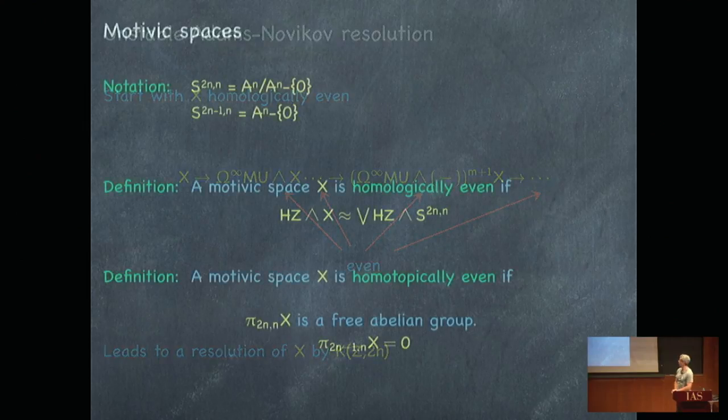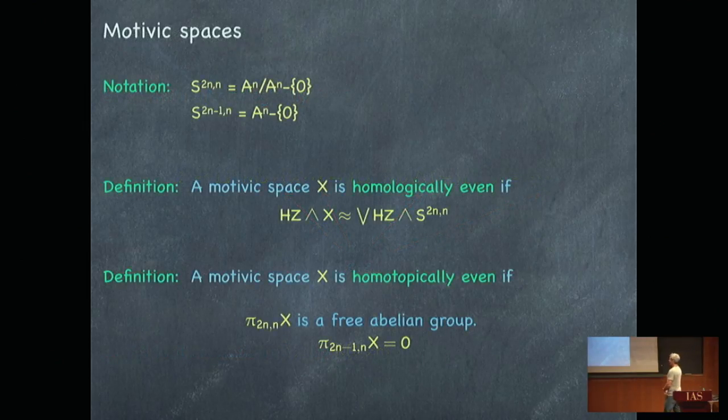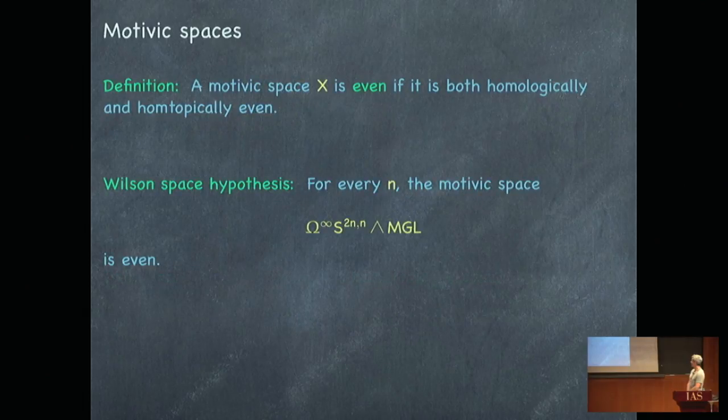All right. So one can make an analog of this in motivic homotopy. And I think since time is getting short, I'll just, and the notes will be available somewhere. There's an analog of this in motivic homotopy theory, suitably formulated, and the Wilson space hypothesis is the analog in motivic homotopy theory of the one in algebraic topology.